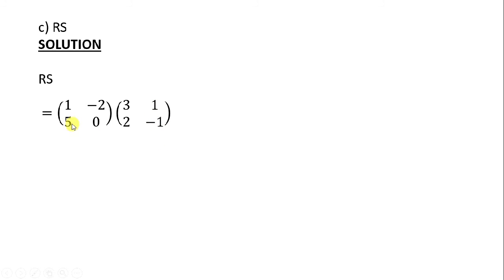Let's do that. So we'll say 1 times 3 plus negative 2 times 2. We'll leave space. Then we'll multiply 1 times 1 plus negative 2 times negative 1. Then we'll go to the second row. We'll say 5 times 3 plus 0 times 2. We'll leave space. Then we'll say 5 times 1 plus 0 times negative 1.